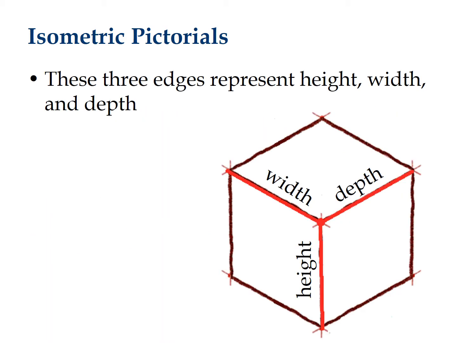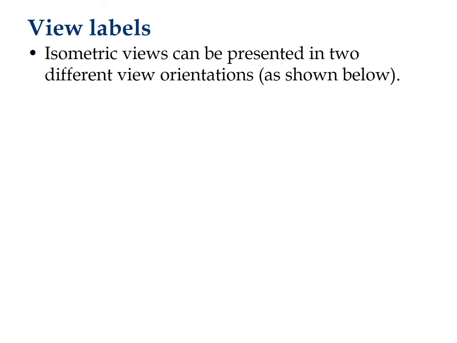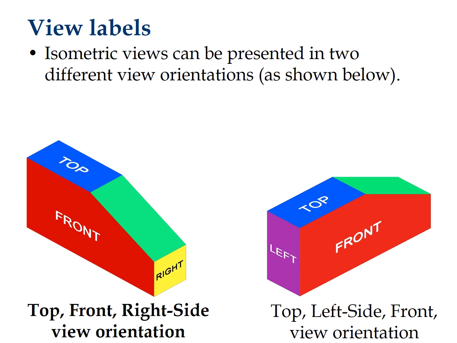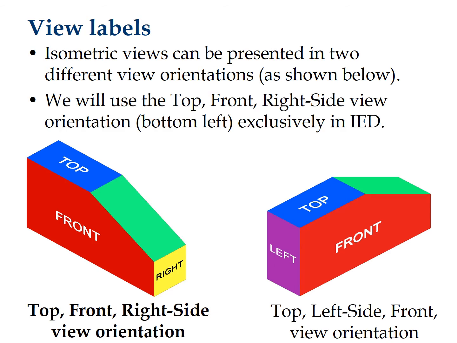These three edges represent height, width, and depth as seen in the red lines in the image. Isometric views can be represented in two different view orientations, as shown below. We will use the top, front, and right side view orientation shown in the bottom left exclusively in IED. Please note the orientation of the bottom left image, with the front view facing towards the left and the right view facing towards the right.